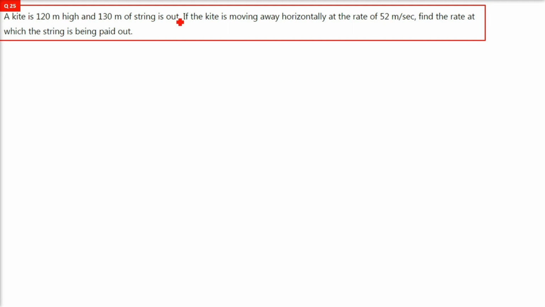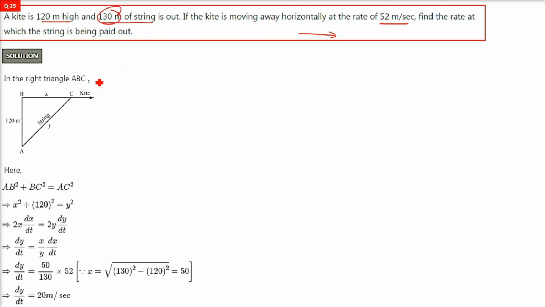A kite is 120 meter high and 130 meter of string is out. If the kite is moving away horizontally at the rate of 52 meter per second, find the rate at which the string is being paid out. So you are actually flying a kite, and the kite above the ground is 120 meter high, and the string length, that is it will be at some angle from the ground, and it is at 130 meter string out. Now this kite is moving away horizontally at the rate of 52 meter per second. Find the rate at which the string is being paid out.